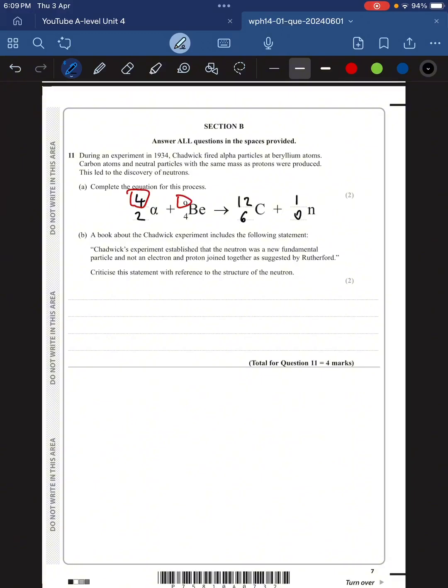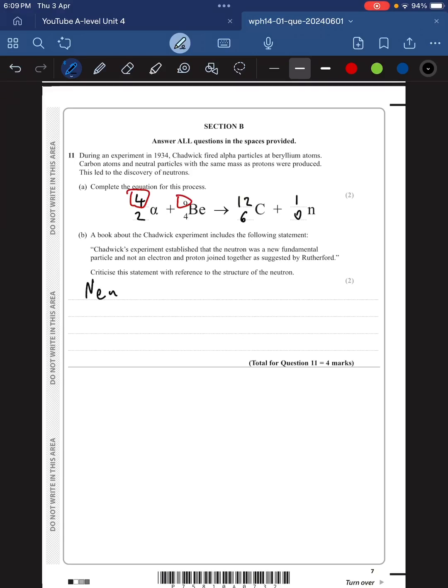A book about the Chadwick experiment includes the following statement. Chadwick's experiment established that the neutron was a new fundamental particle and not an electron and proton joined together as suggested by Rutherford. Criticize this statement with reference to the structure of the neutron. So what you can write there, this might be my response, but you can look into the mark scheme as well.